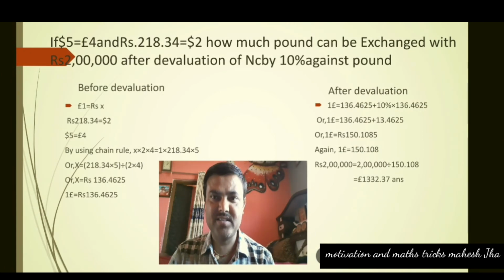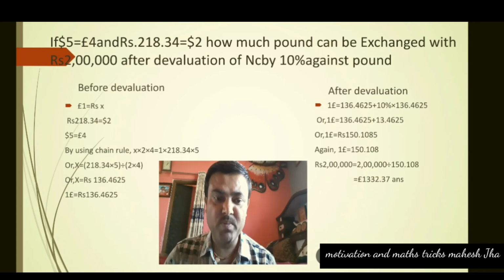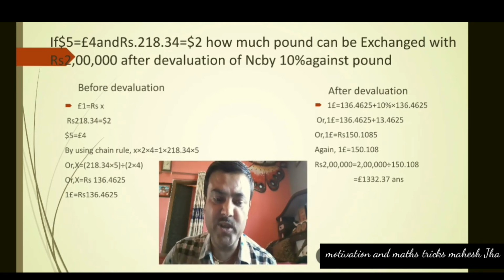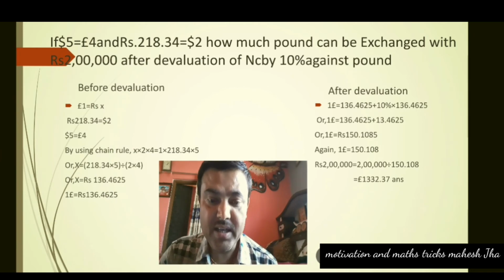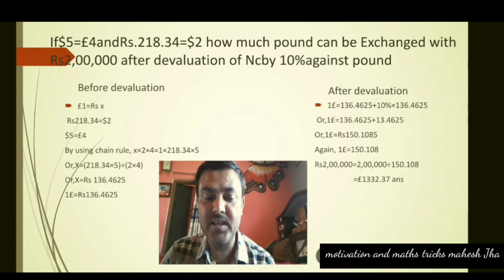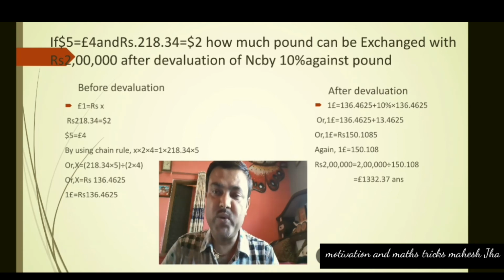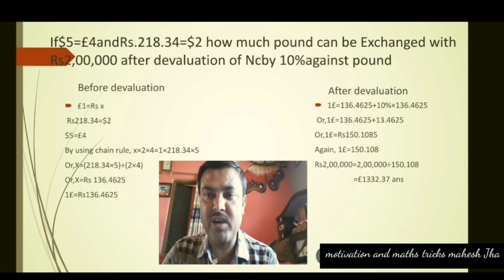Again, see. Today's last question. If $5 equals 4 pound and rupees 218.34 equals $2, how many pounds can be exchanged with rupees 2 lakh after devaluation of NC by 10% against pound? See here, in this question we have to calculate before devaluation and after devaluation.